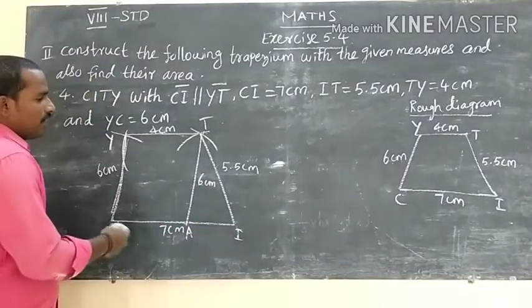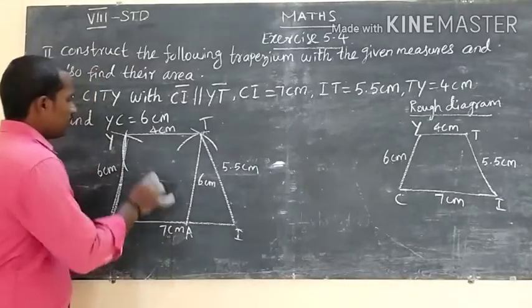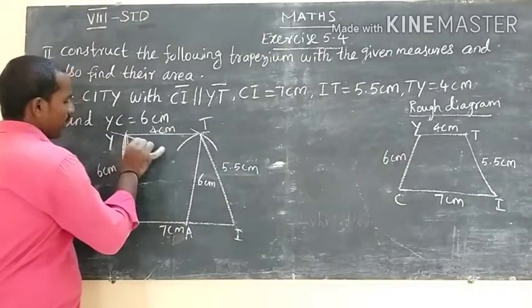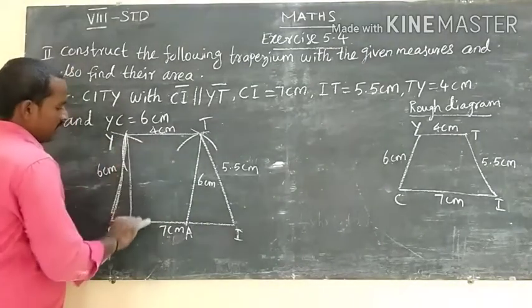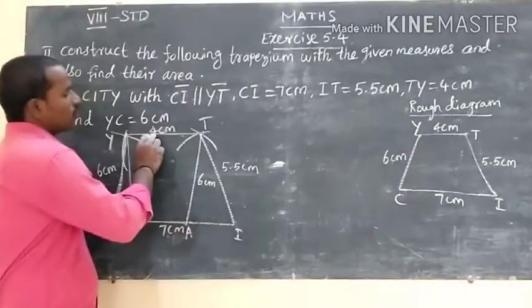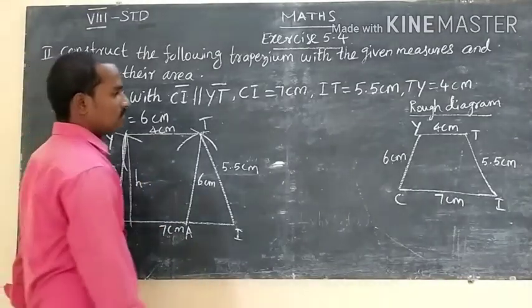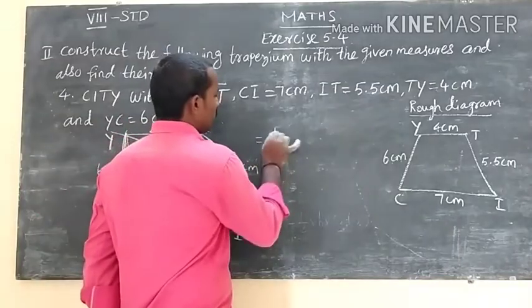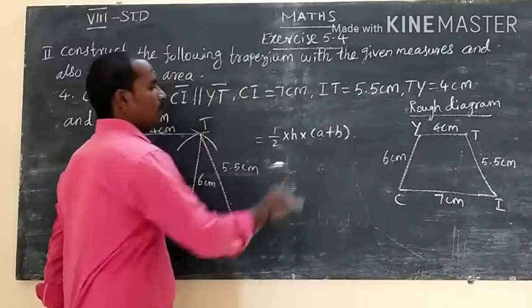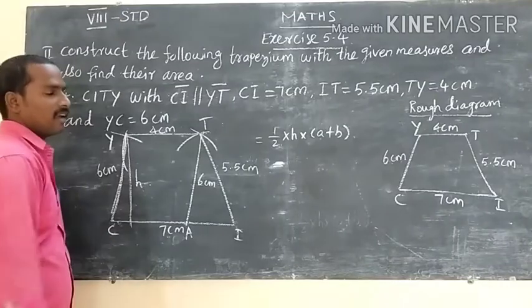Now we get the trapezium. Use the set square. Here draw the height, fitting on the line TY. Then here A is equal to 4 centimeter, B is equal to 7 centimeter, and height is your length. The area of the trapezium is half into H into (A plus B) square units. So apply the values here, and we get the area of the trapezium. Have you understood the diagram?